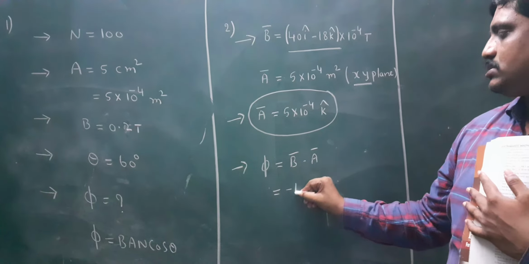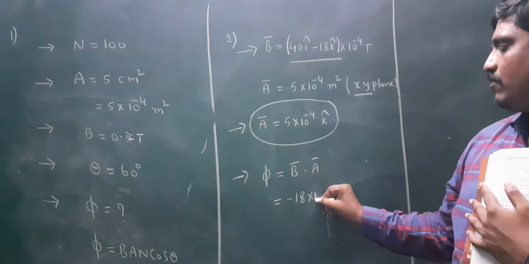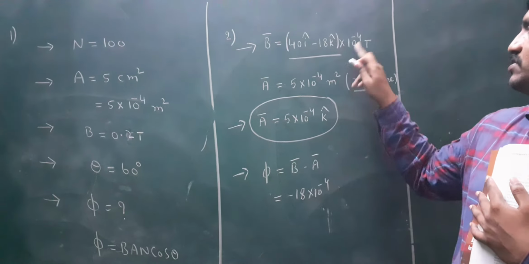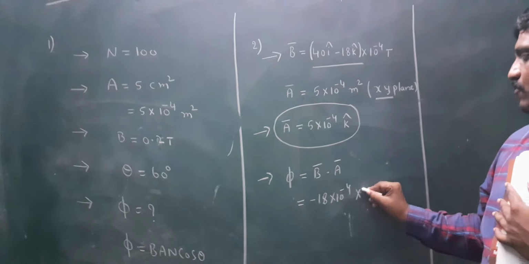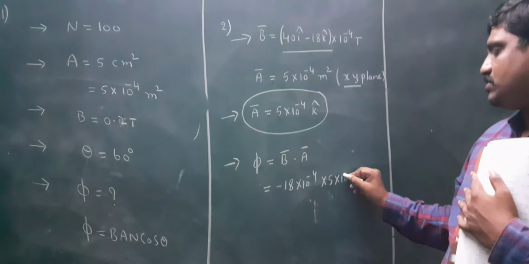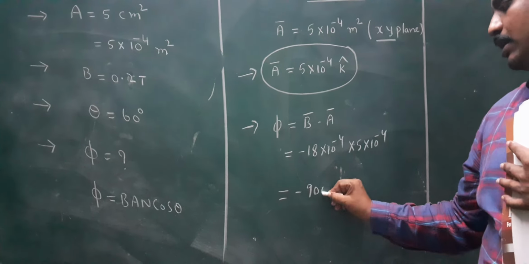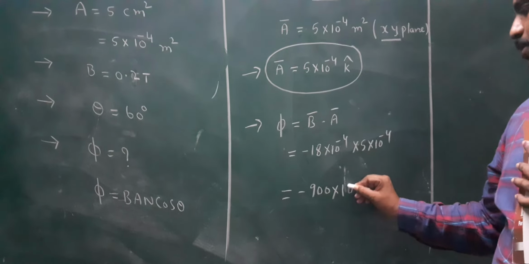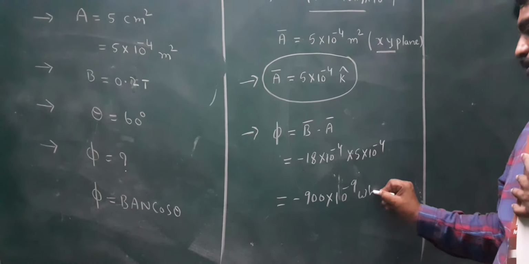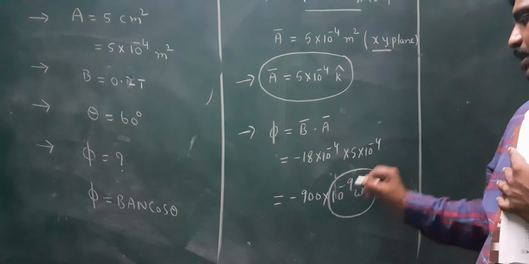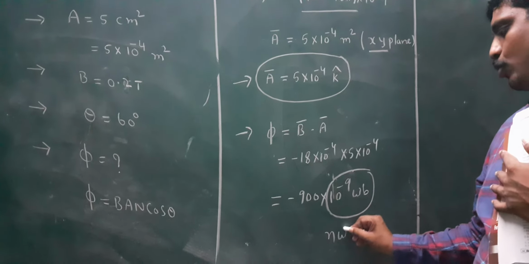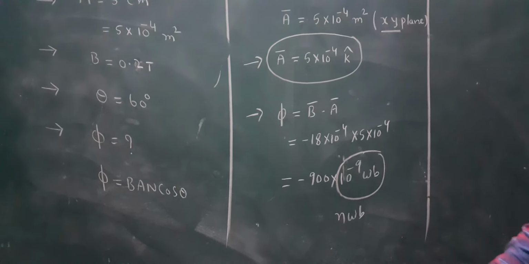Here minus 18 into 10 power minus 4, and here 5 into 10 power minus 4. Neatly written, it is minus 900 into 10 power minus 9 Weber. 10 power minus 9 is written as nano Weber.